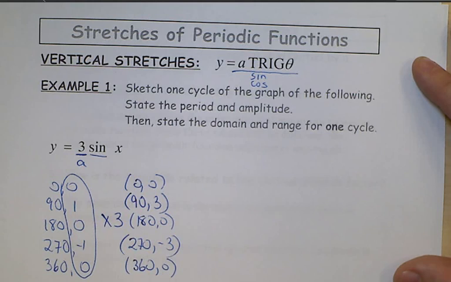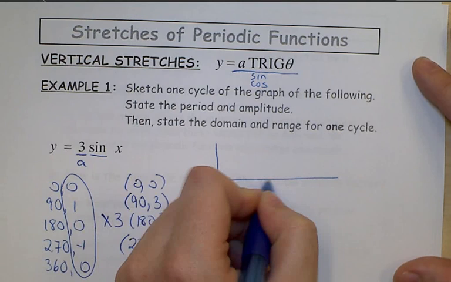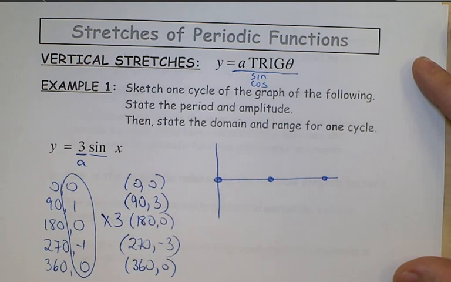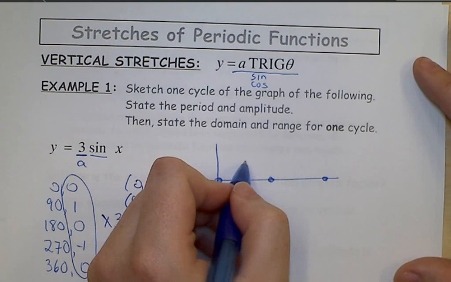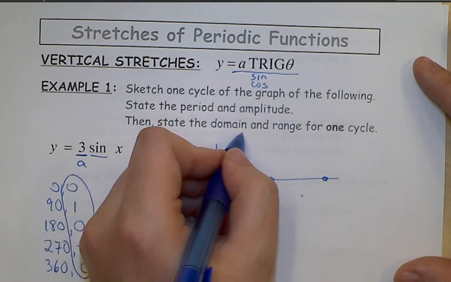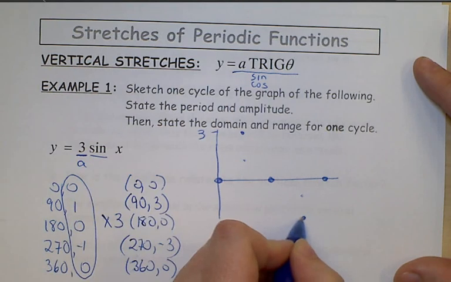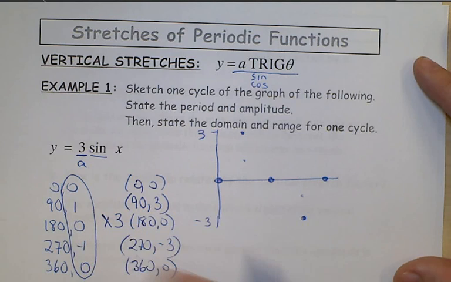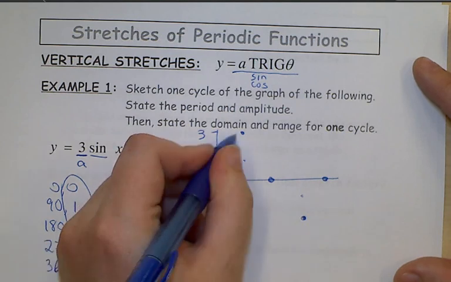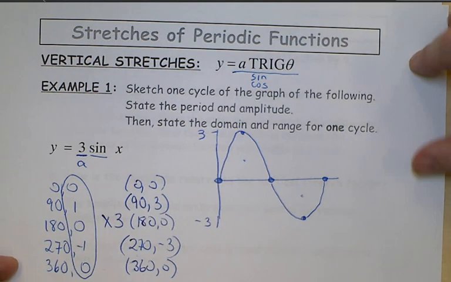Okay, so what that would look like if I sketched it, my 3 zero points would stay where they are, but what would change is my other 2 points. So normally for my base function, that's where my points would start, but I'm multiplying them by 3. So instead of being at 1, now my maximum is at 3, and my minimum is at negative 3. Okay, so when I sketch my graph, my amplitude has changed from 1 to 3.